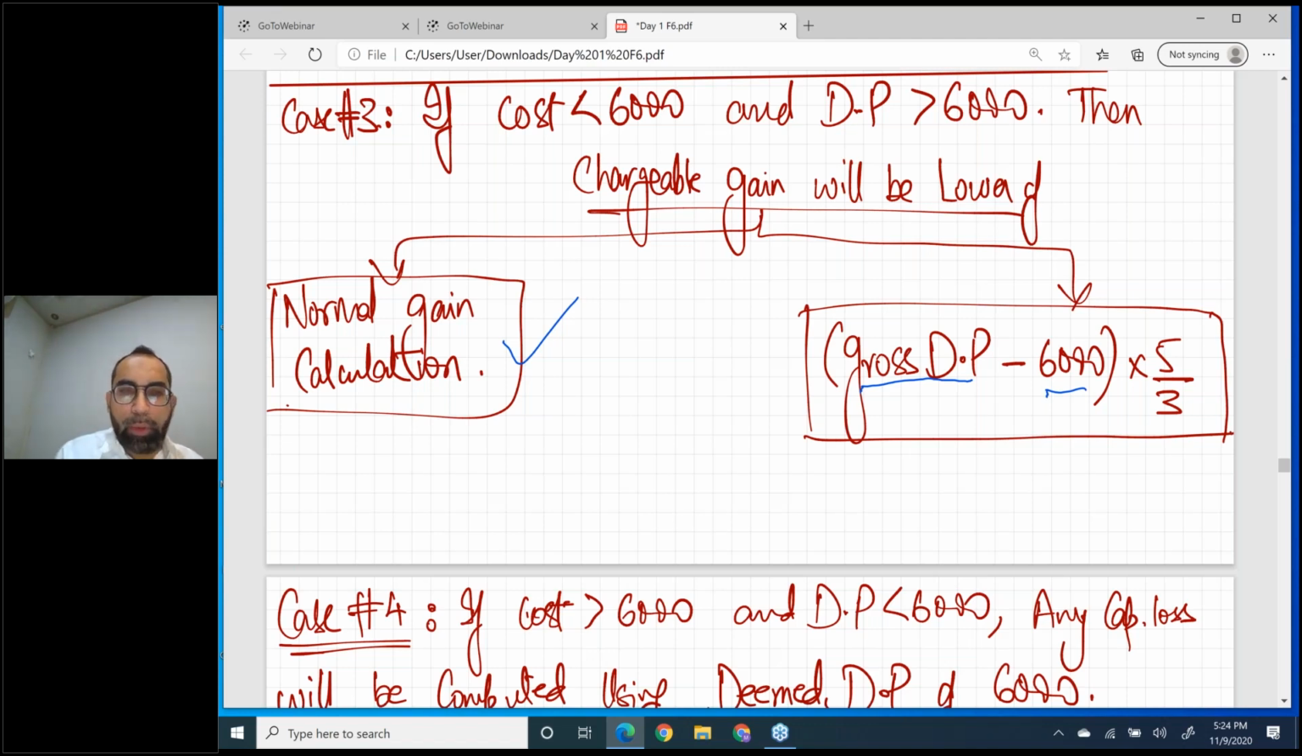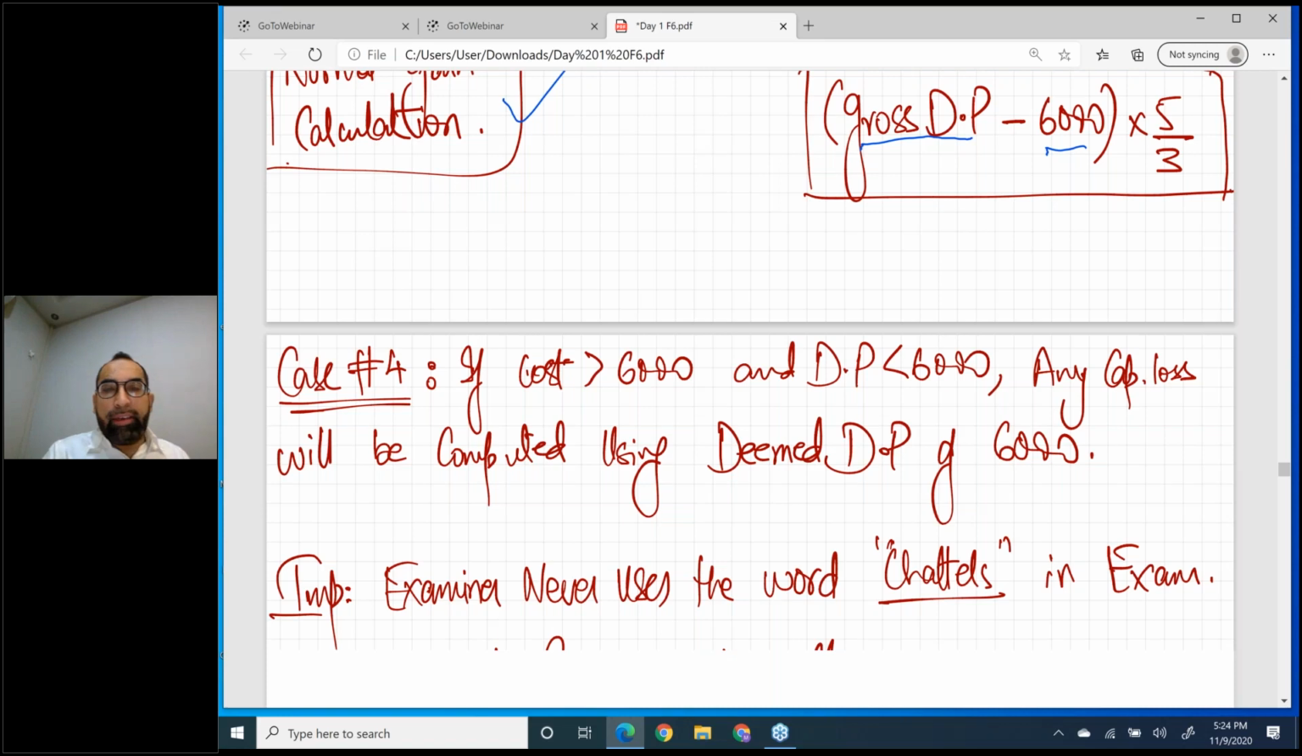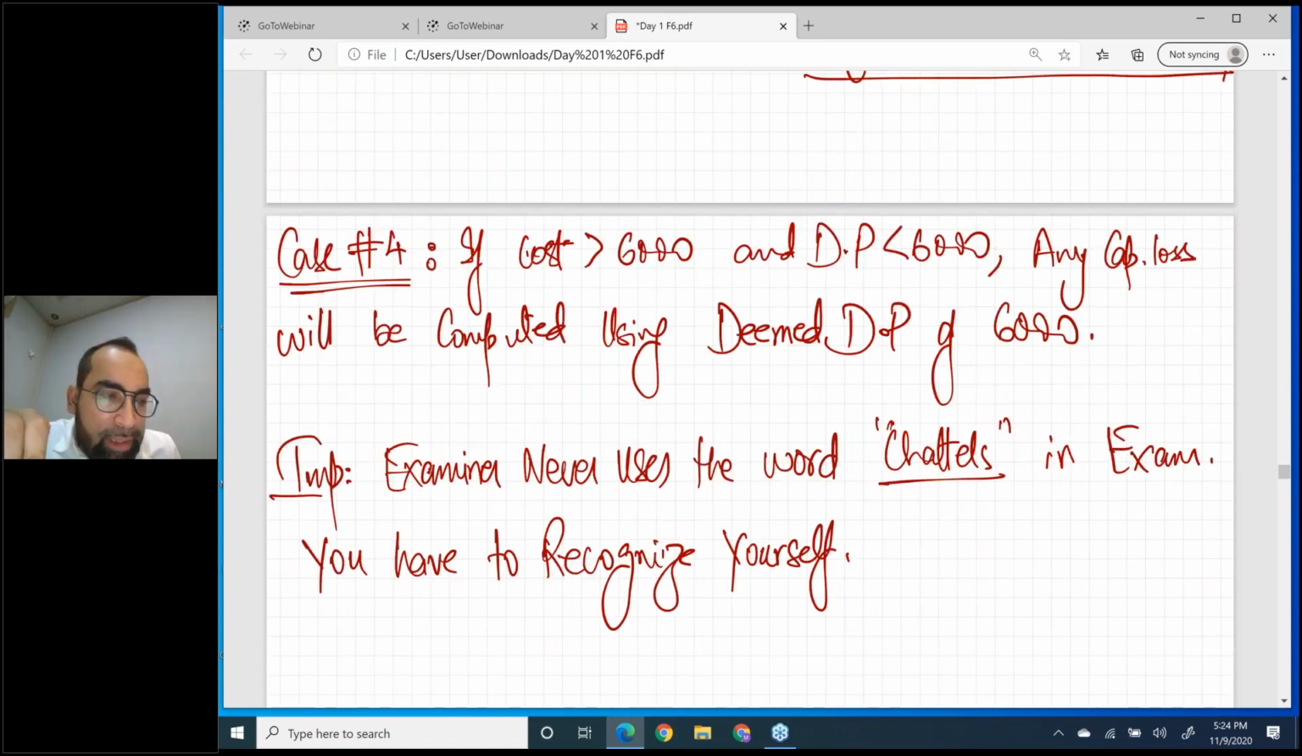Now, case 4. If cost is greater than 6,000 and DP less than 6,000, that means it's a case of loss. For example, cost is 9,000 and DP is 4,000. So definitely you can see the loss. Now how to compute loss in this case?